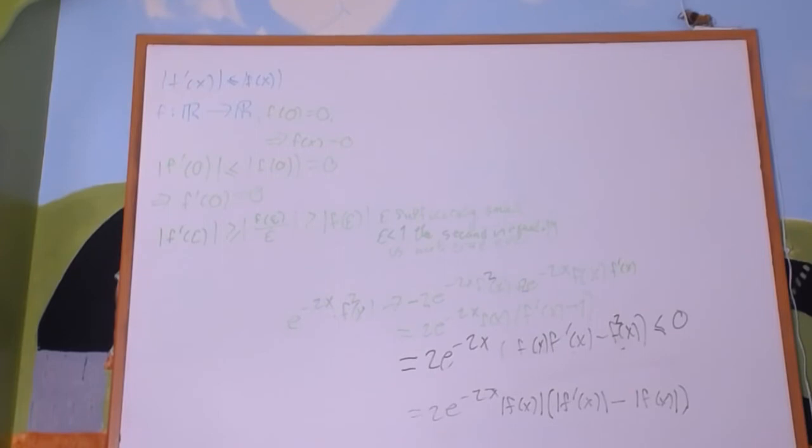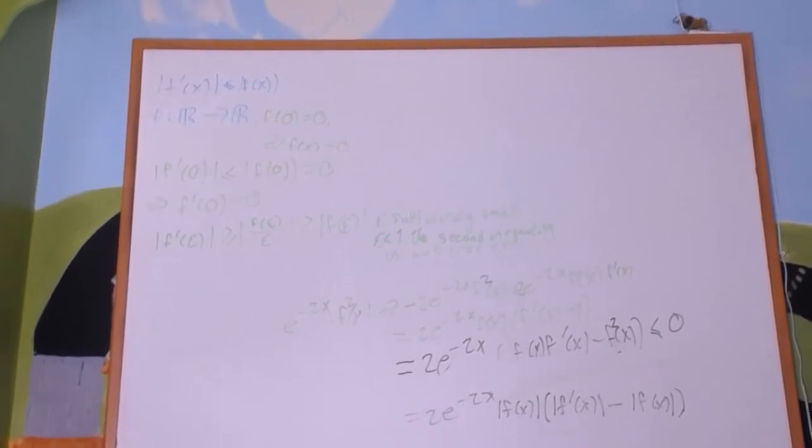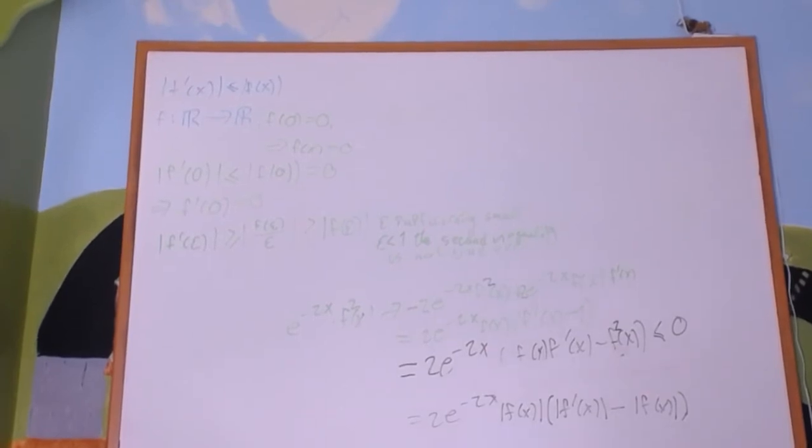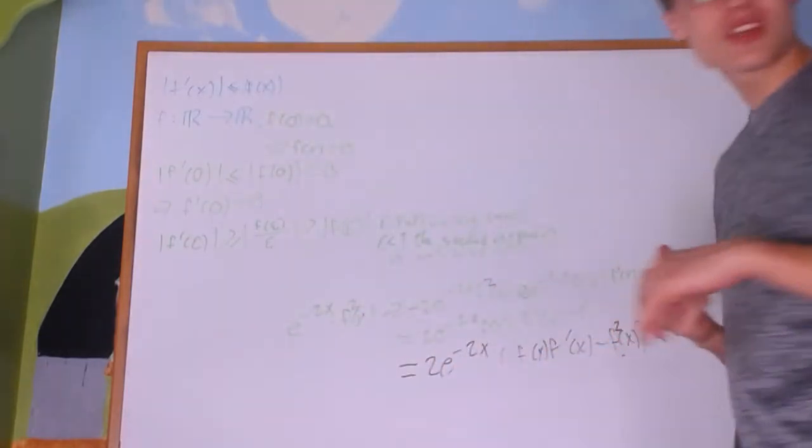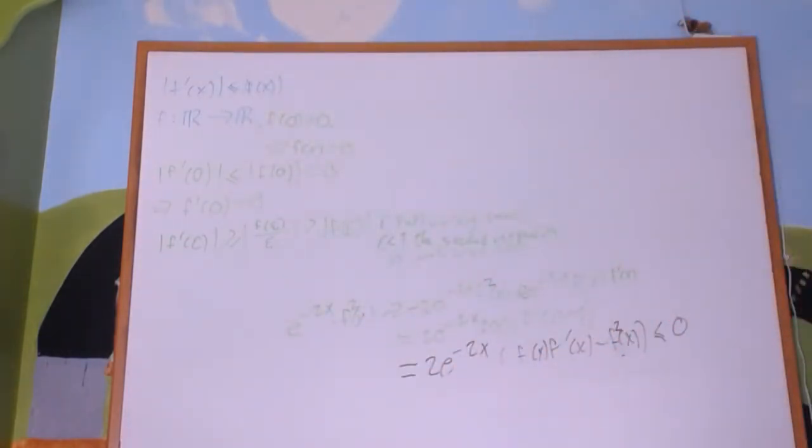G prime of x, 2f of x. So g is decreasing. Oh! Okay, I didn't know what you meant. I was saying the right thing the entire time. Yeah, it's decreasing. Alright. So it's decreasing. Why would it be less than or equal to 1?